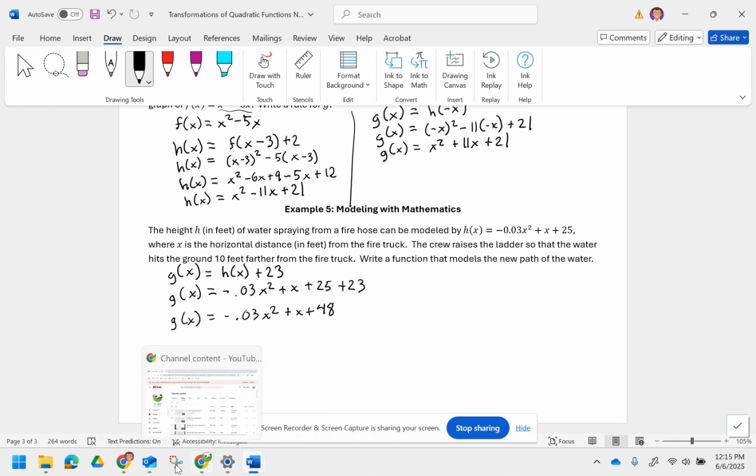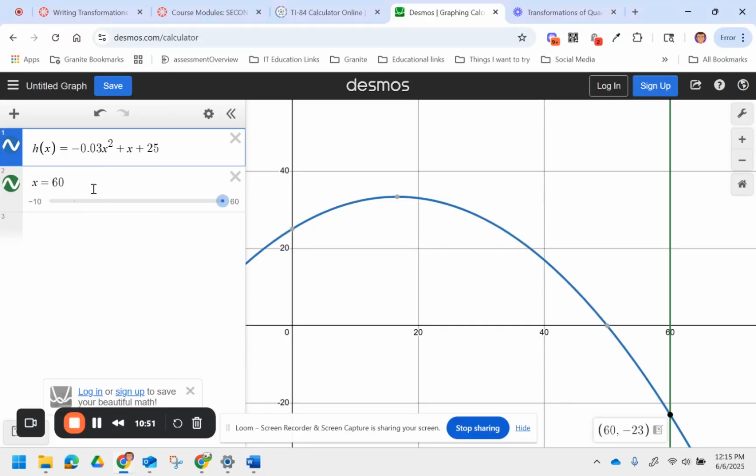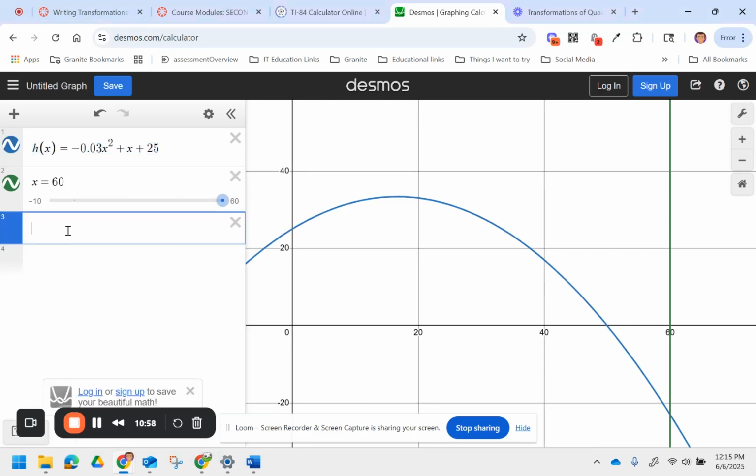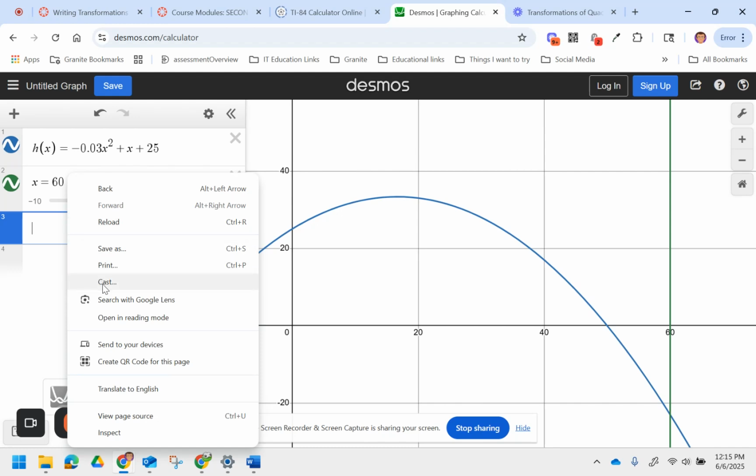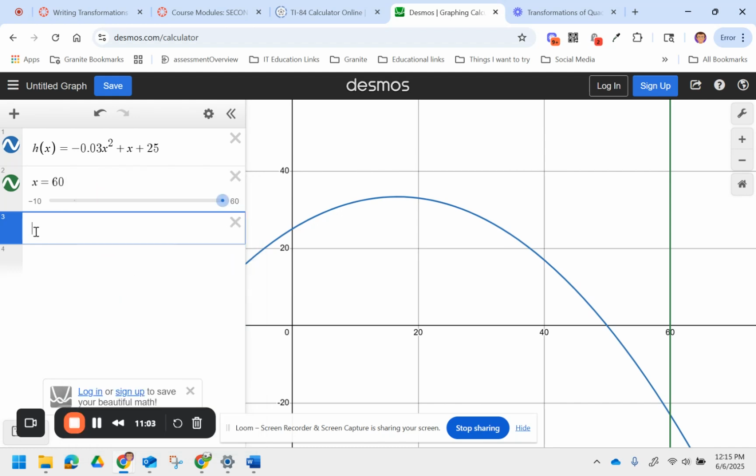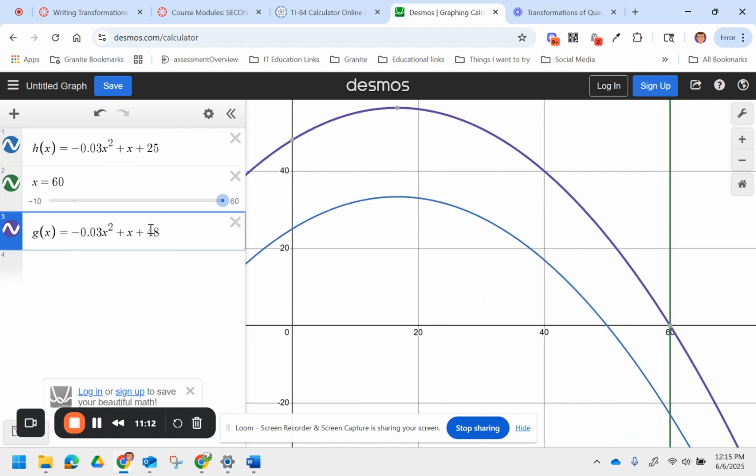Let's check it. Let's test it to make sure that that worked. So I'm going to take this equation, and now let's just paste it back in. Go ahead and change that one to g. And let's see, we got this one to be 48. And we notice we did get 10 feet farther by doing that.